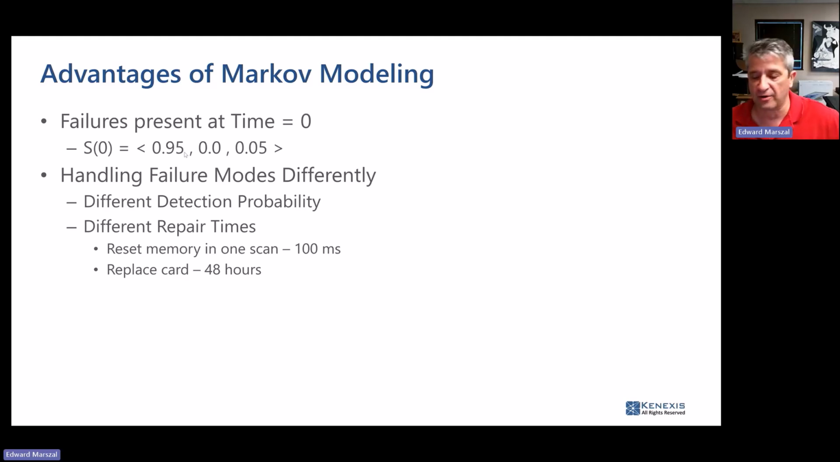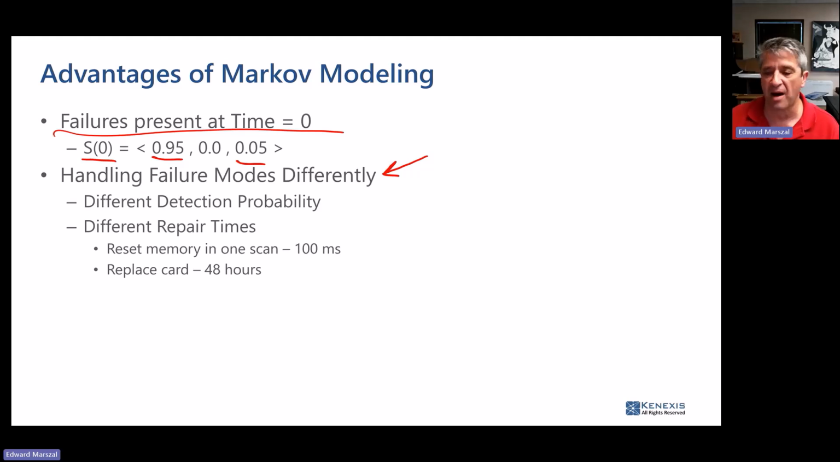So what are some situations where a Markov model is very effective? What a Markov model can do very efficiently that other tools and equations can't is model failures being present at time 0. So going back to our analysis, if I have a state vector, I can put in that, well, there's a 95% chance that I'm operational, but there's a 5% chance I'm in the dangerous undetected failure state at time 0. That's something that you can't really put into your standard set of equations.